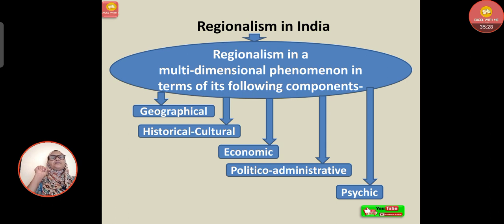Now, regionalism in India. Regionalism is a multidimensional phenomenon in terms of its following components: geographical, historical, cultural, economic, political, administrative, and then psychic. Let's understand a little bit about these points here. Geographical component: the factor of geographical boundaries to which the people of an area usually relate their quest of a regional identity also differentiates, at least in degree if not in kind, the phenomenon of minority nationalist movements from regionalism. The point of differentiation is something we can also understand, that is the geographical component.